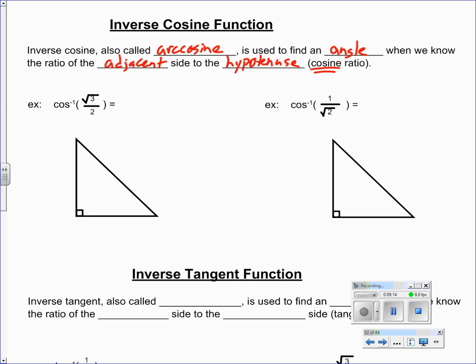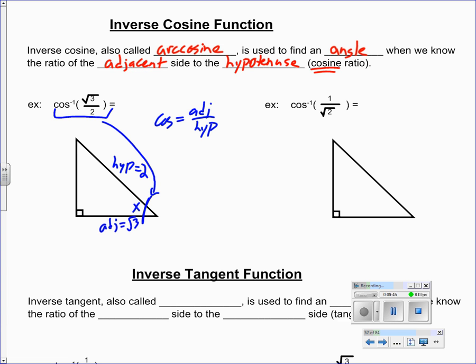This will be pretty much the same as what we did before. Cosine inverse square root 3 over 2 means if I mark off an angle, right, remember that cosine is adjacent over hypotenuse. I'm going to mark off this angle x to have an adjacent side of square root 3 and a hypotenuse of 2. Then it would have a cosine of square root 3 over 2.